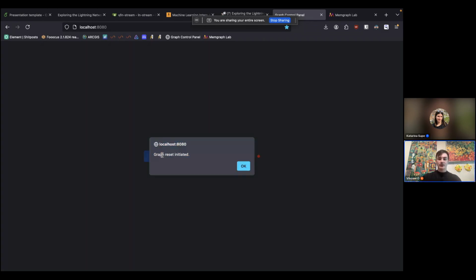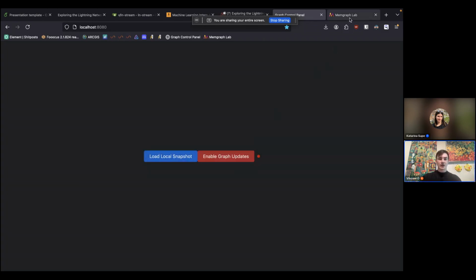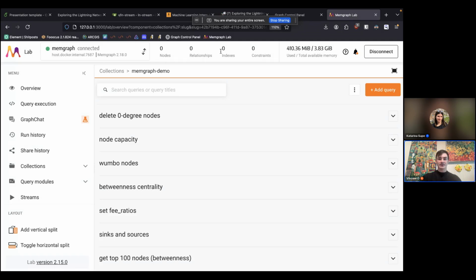And then loading that local snapshot, what it's going to do is drop that database, add the indexes, and then add the nodes and relationships again. And then run a couple of setup queries for fixing denominations in the channel policies and a few network metrics like betweenness centrality. So that'll just take a couple seconds, but it's already halfway done.